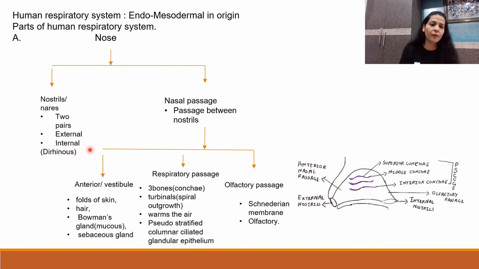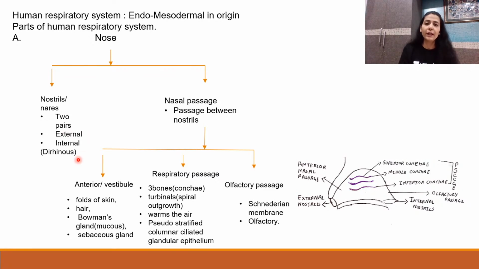This condition of having two nostrils is known as dirhinous. I'm sure you have learned the animal kingdom, and there you would have seen that not all animals have two nostrils. Now imagine an animal having just one nostril. All right, so what have we learned? There are two pairs of nostrils. They are external and internal.